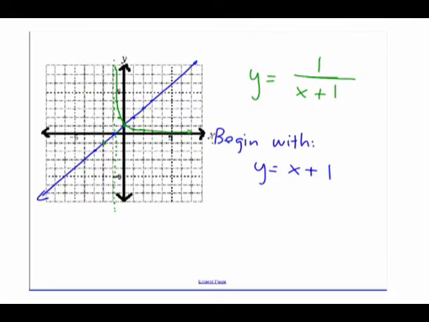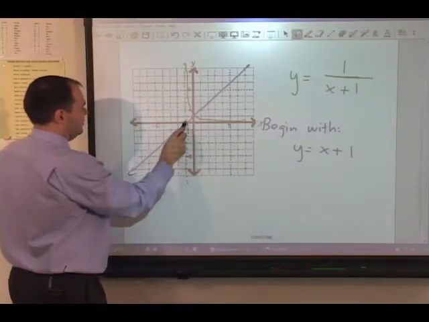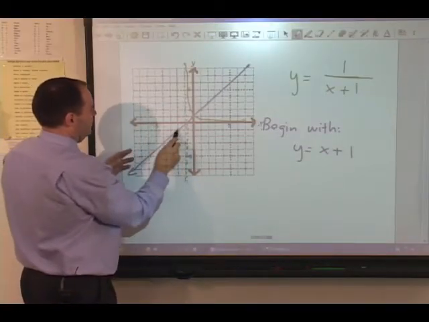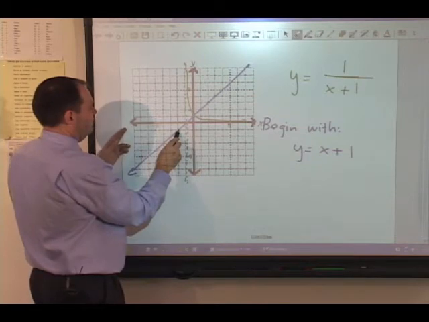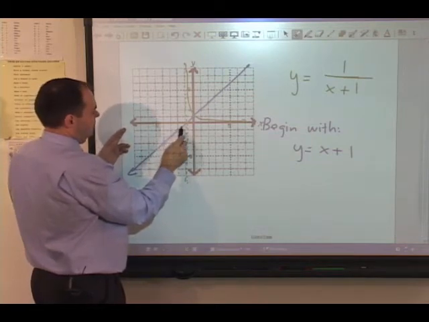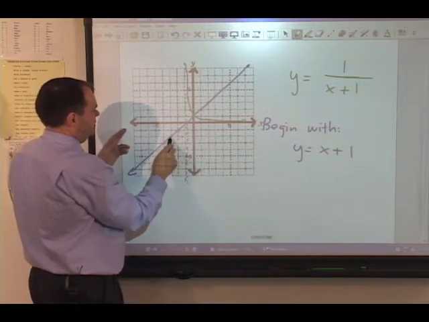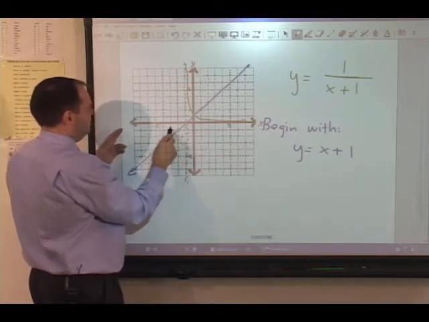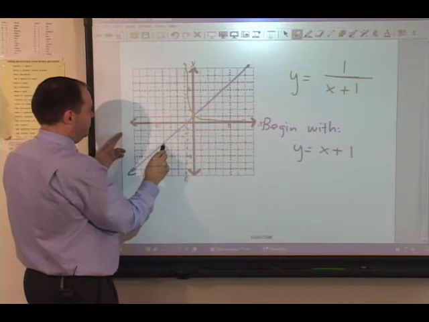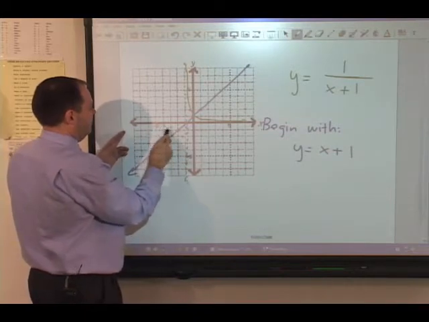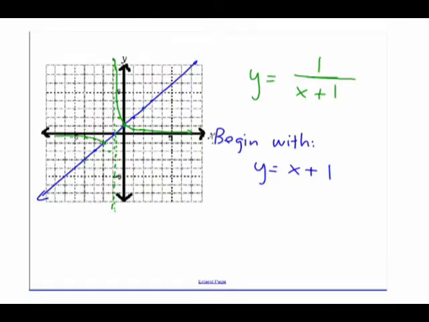Similarly, on the other side of the graph, y equals negative 1 is y equals negative 1. Y equals negative a half, reciprocal is y equals negative 2. Y equals negative 2 is y equals negative a half. Y equals negative 3 is y equals negative a third. And the points approach those asymptotes.